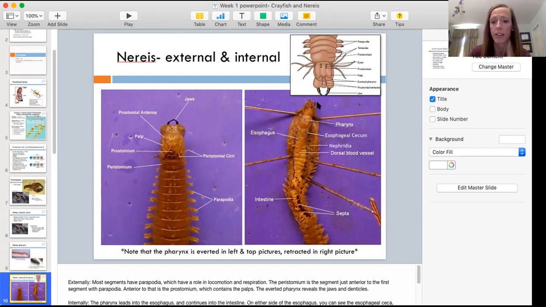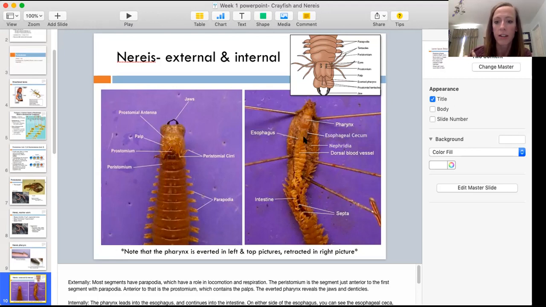So it will look something like this, where you're going to cut up the length of the body and pin back the body wall. And then you should see the pharynx, which has a sort of roundish appearance to it. And then just behind that is the esophagus, which is a little bit more narrowed than the pharynx. It kind of elongates and narrows a little bit. On either side, you'll see what we call esophageal cecae, plural, or cecum, singular.